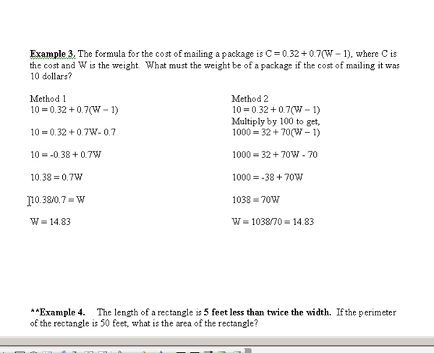Now, if you're allowed to use a calculator, then doing 10.38 divided by 0.7 isn't a problem at all. But if you're not allowed to use a calculator, then you may want to solve the problem using this method.